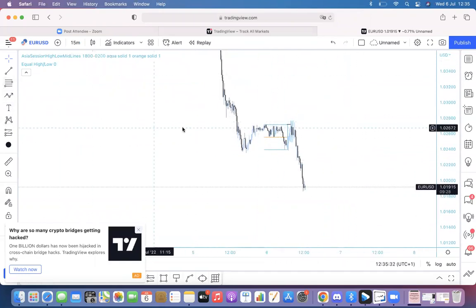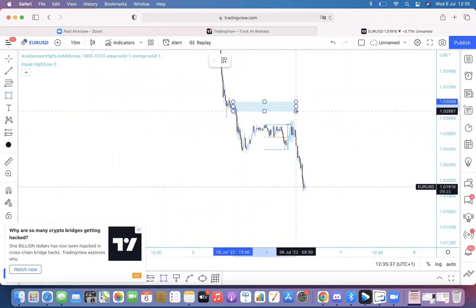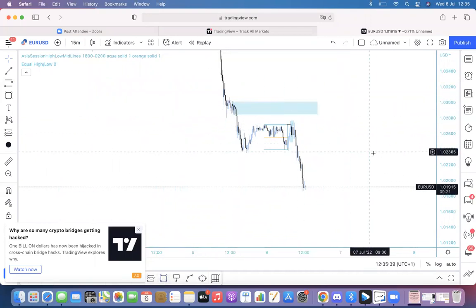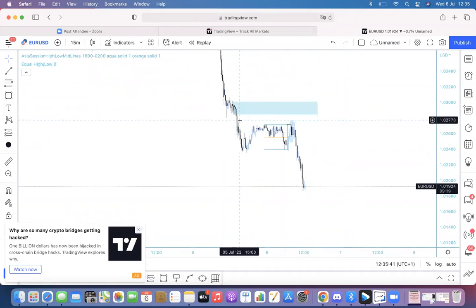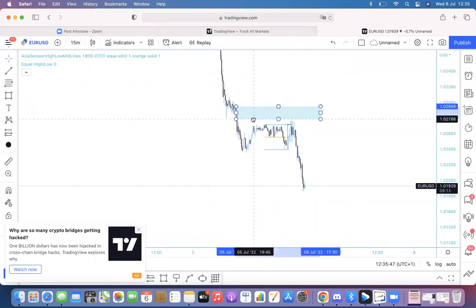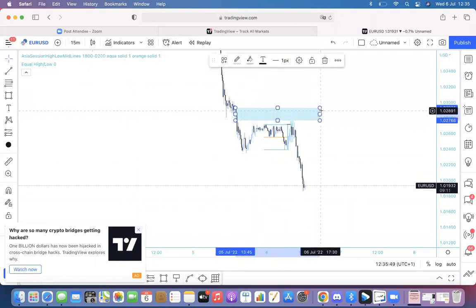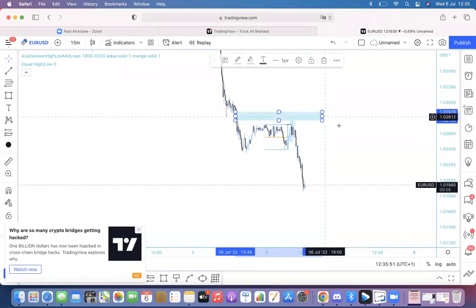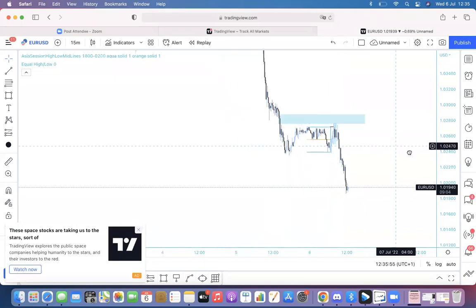Asian range. Above the Asian range, there was this supply area right here, and there is also a hidden supply area, which is the one that we actually rejected, which is this one. And now we'll explain about the hidden supply area. Which is exactly that one.